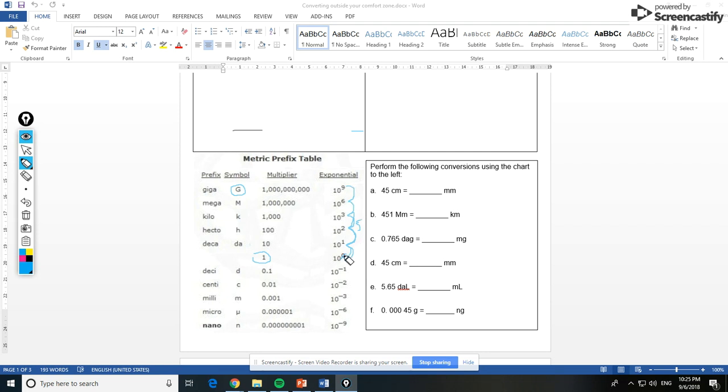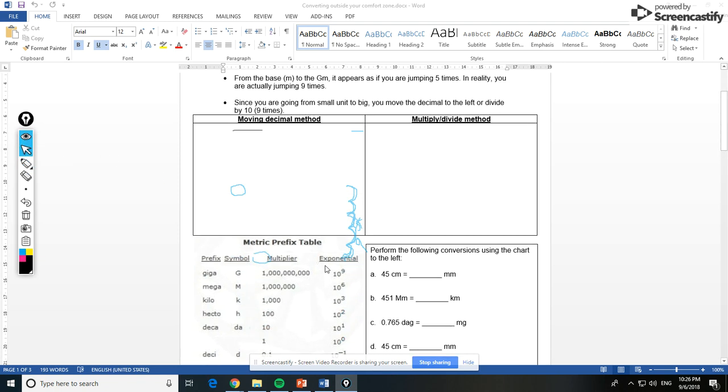So rather than count 1 for each step, we have to start doing 3s for the steps up there. So we're going to go 1, 2, 3, plus 3, that's 6, plus 3, that's 9. So there's actually 9 zeros different between the gigameter and the meter. So now that we know there's 9 zeros different, we're going to convert from the meter to the gigameter.